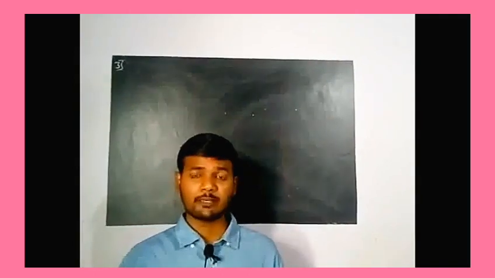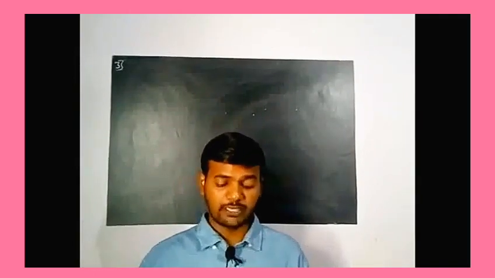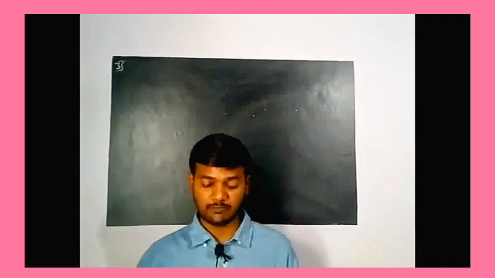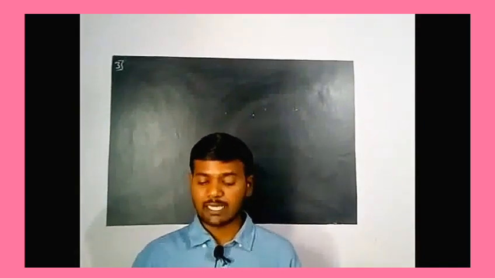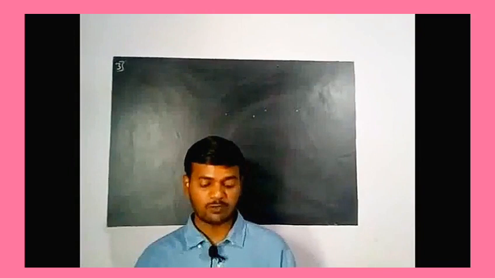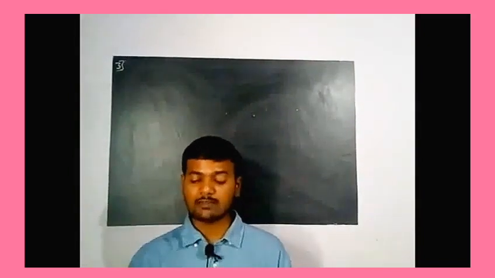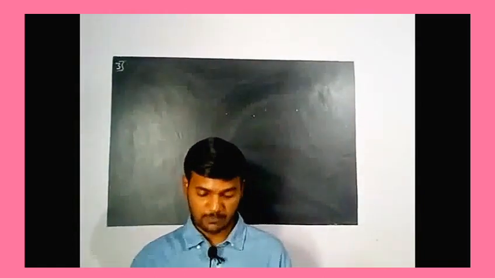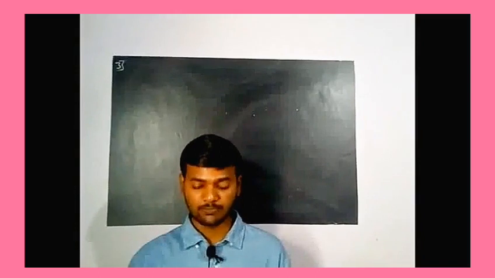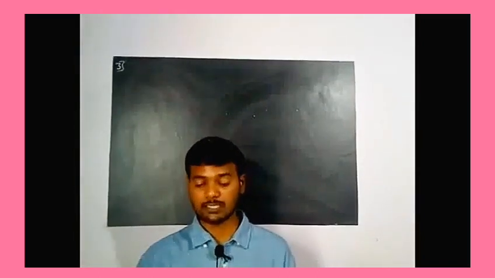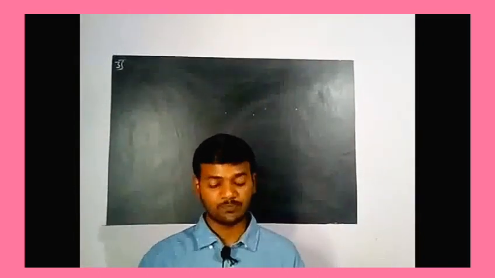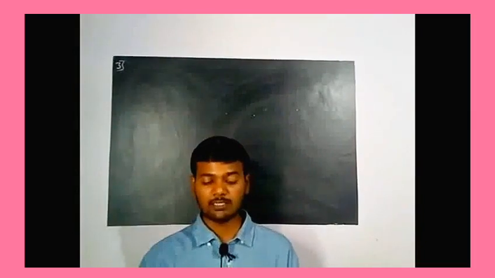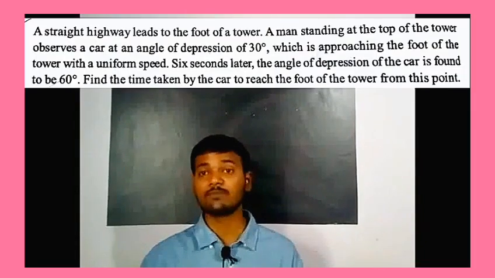The question will be showing on your screen. Observe there. A straight highway leads to the foot of the tower. A man standing at the top of the tower observes a car at an angle of depression 30 degree, which is approaching the foot of the tower with a uniform speed. 6 seconds later, the angle of depression of the car is found to be 60 degree. Find the time taken by the car to reach the foot of the tower from this point.